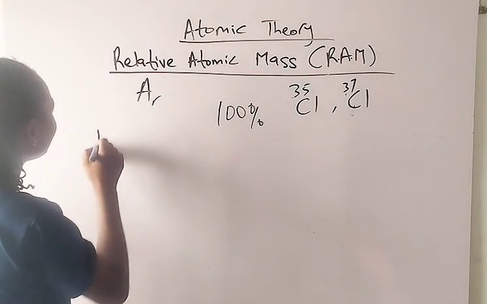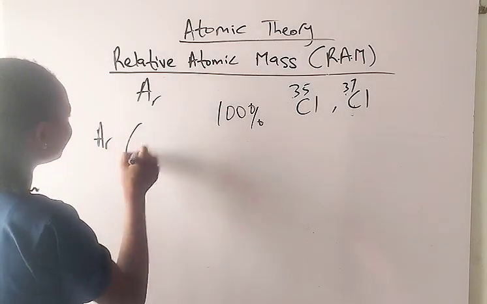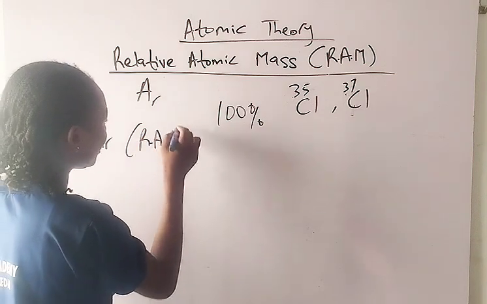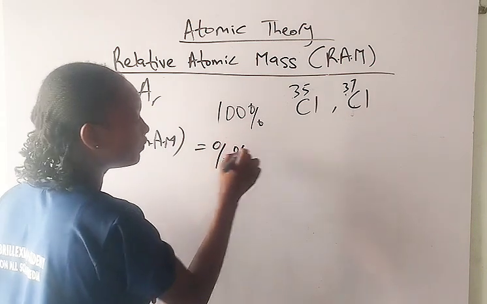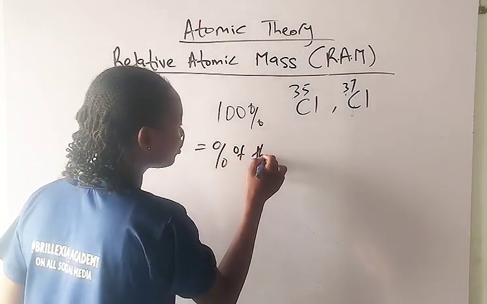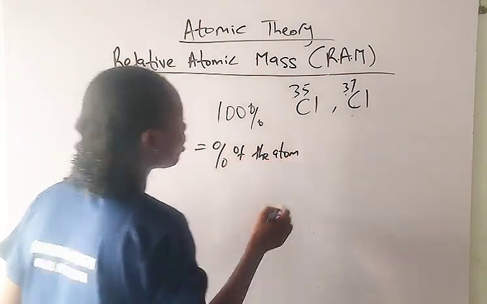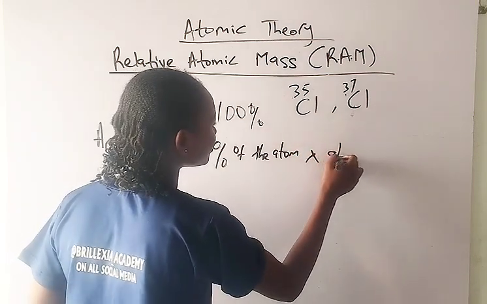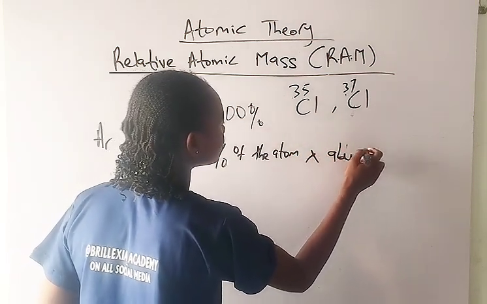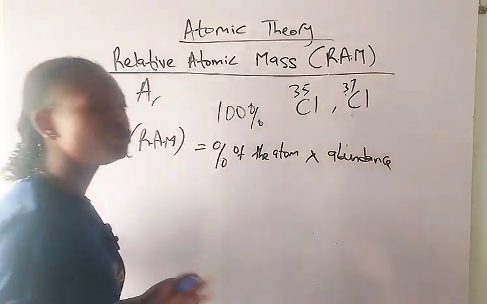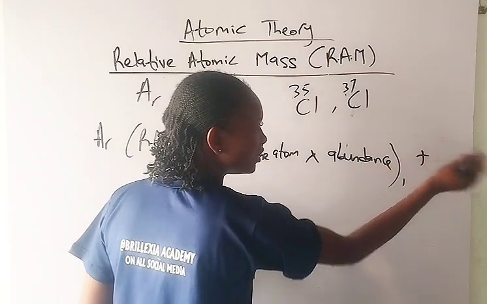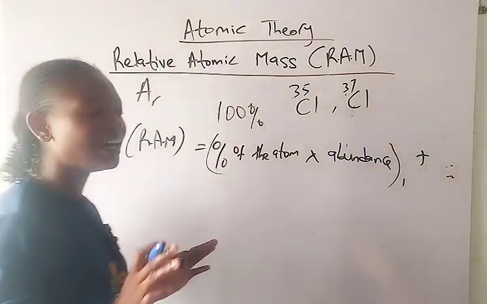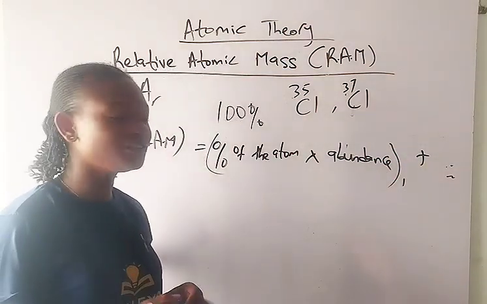Now, this is what we do. For you to calculate relative atomic mass, Ar, or you can represent it as RAM, anyone you like, it is equal to the percentage of the atom multiplied by the abundance. So that's how you calculate it. Then let's say you have isotope 1, same thing for isotope 2, for isotope 3, and that's how you will continue.